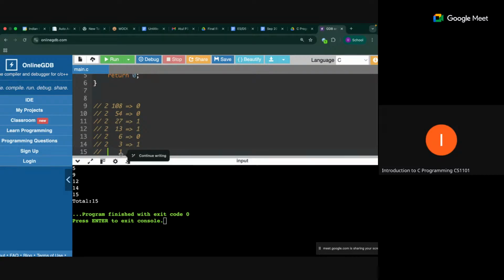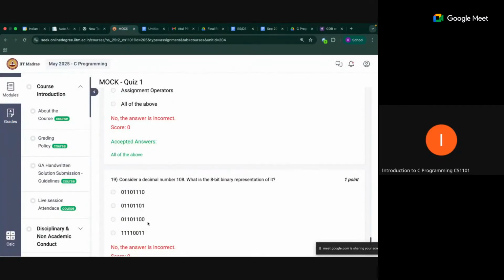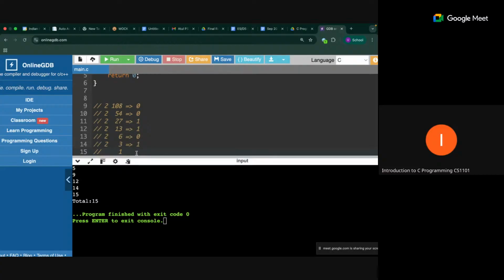Okay. So here we'll write it as 1, 1, 0, 1, 1, 0, 0. But how many bits are there here? 1, 2, 3, 4, 5, 6, 7 only. So we have to add a 0 before: 0, 1, 1, 0, 1, 1, 0, 0. Okay. What is the other way?